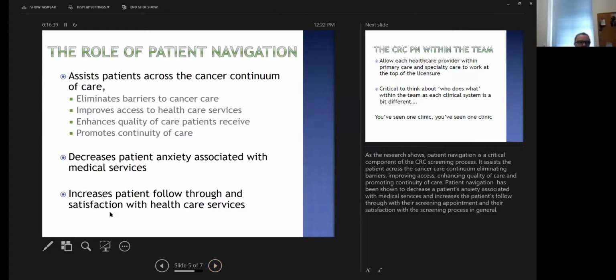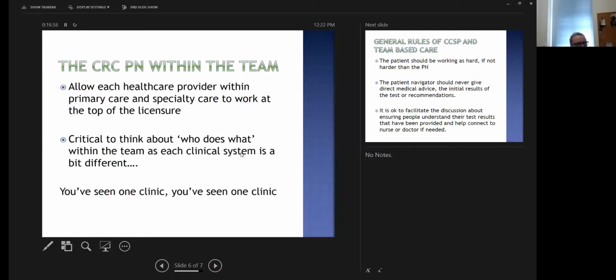So we've done a number of different types of quality control initiatives through CCSP to ensure that the navigation we're providing, the level of care, that people really do feel like they were educated, that they're ready for their exam, they understand the importance of the exam, and the navigator has played a huge role in that. So I think I said this earlier, and I know this has been a huge part of what we've talked about previously, but we want to also just say that team-based care, the navigator allows the rest of the healthcare team to work at the top of the licensure.